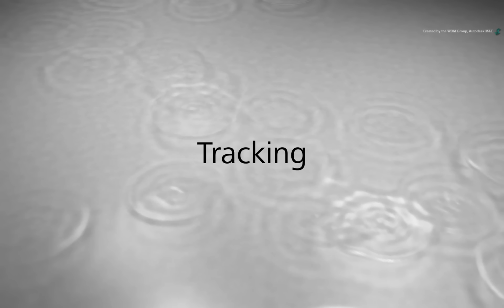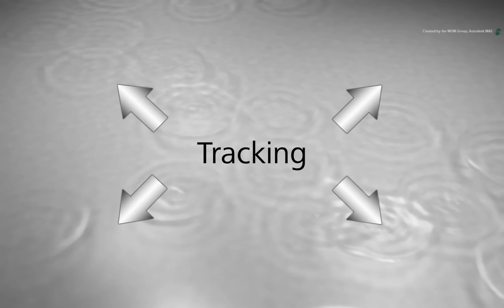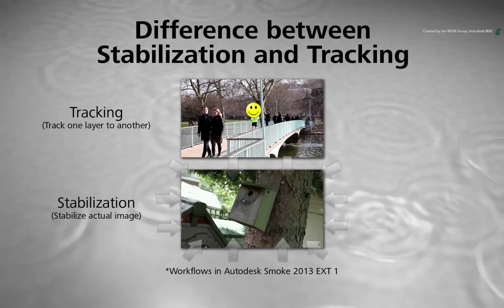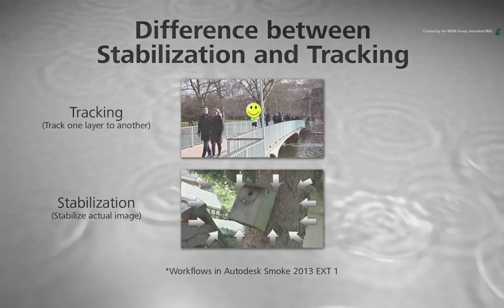When you are working in Smoke, tracking is available everywhere in Smoke where needed. A big point to remember is that you always track a source to a background. This is different to stabilizing, where you stabilize the image you are working on. You may already know this, but this will affect how you set up the workflow for any of these operations.